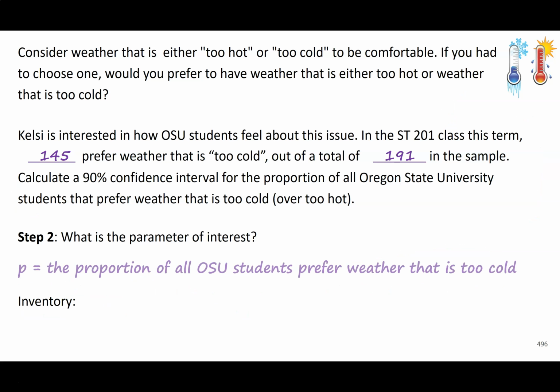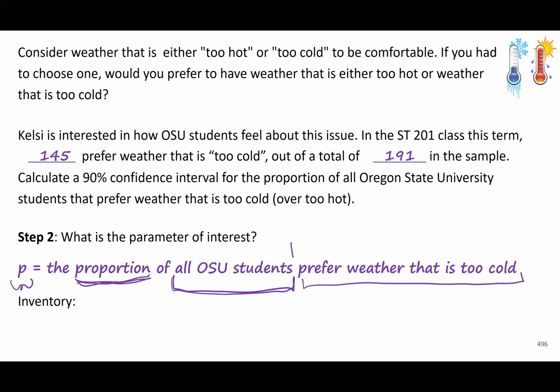So my parameter of interest, notation-wise, gets the letter p. That is the letter we use to represent the population proportion. And so it's going to be the proportion, so there's the type of parameter, of all OSU students. This is my population. And then that prefer weather that is too cold, that is my variable of interest. That's the category that we're calling a success here.